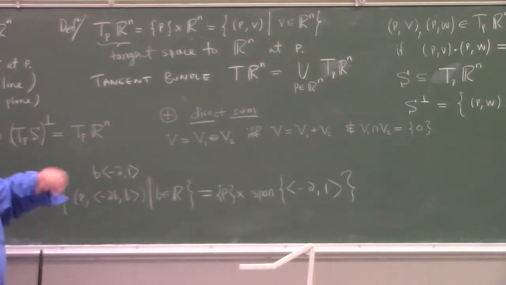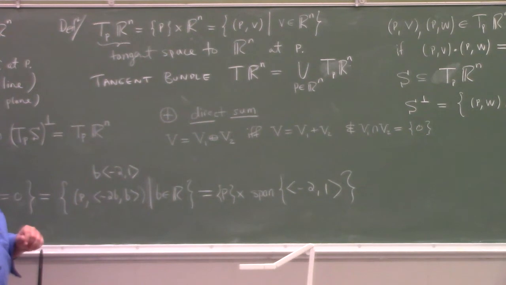The tangent space and the normal space for some object in Rn, be it a curve, a surface, or a volume, whatever, gives us a direct sum decomposition. But it's also geometrically interesting because the one part is the tangent space and the other part is the normal space.